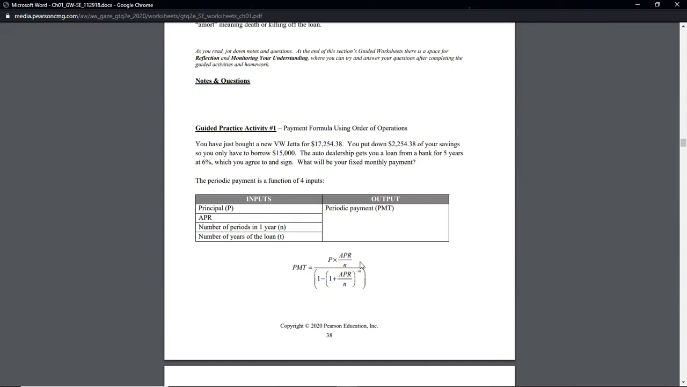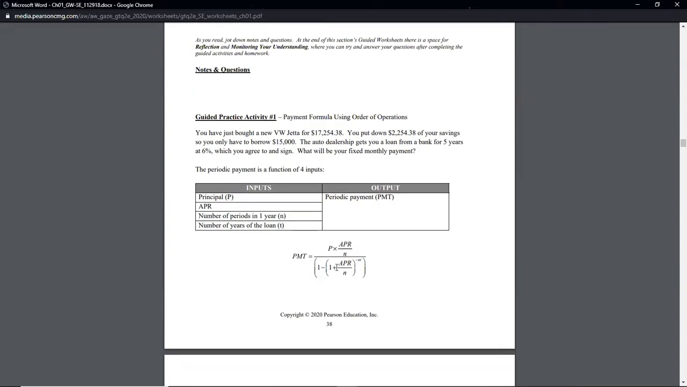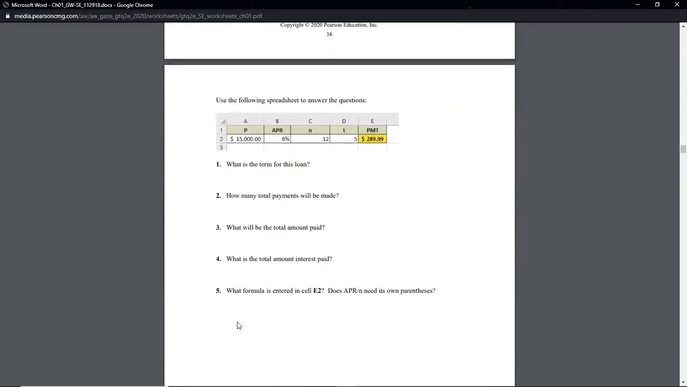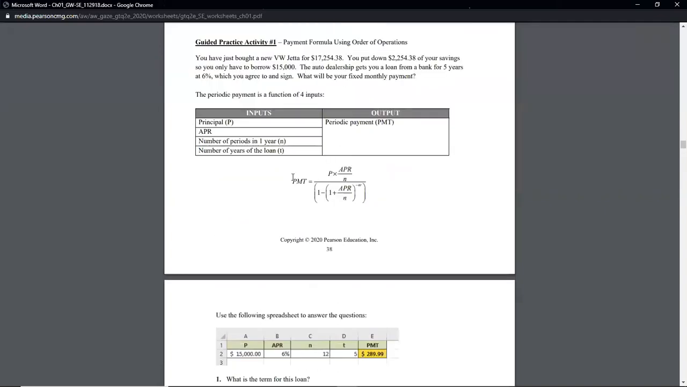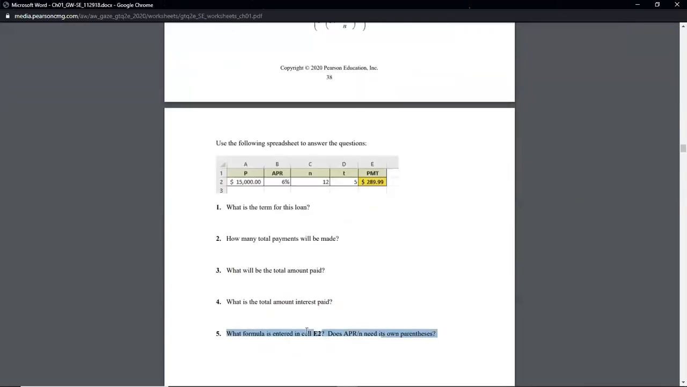So this formula, what the guided activities want us to do ultimately is determine what formula is entered in cell E2 using these four cell references. So this yellow highlighted number right here, this 289.99, is acquired by using the 15,000, the 6%, a monthly payment system, compounding system, and then 5 years, all thrown into this formula right here. But they want to know what it looks like in Excel.